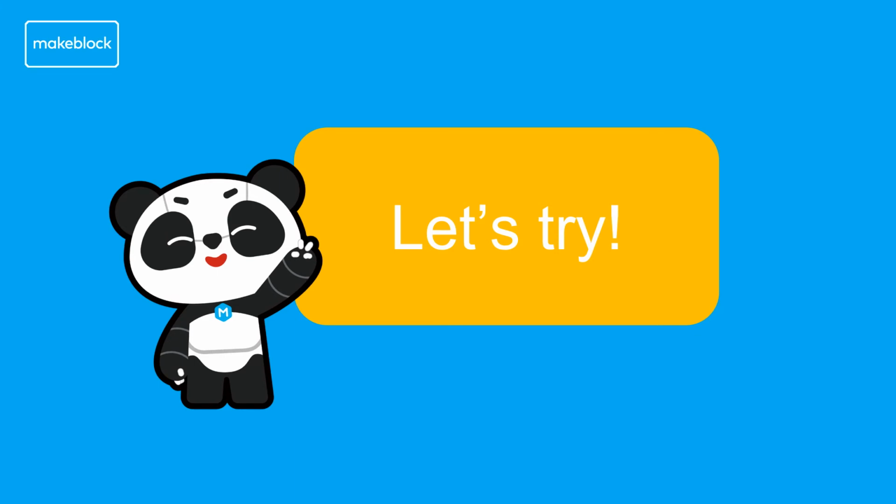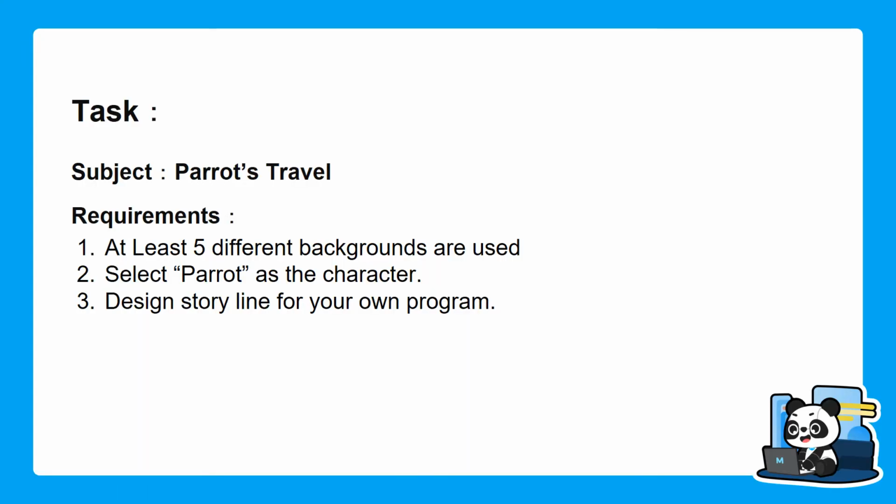Now we are going to use all this information in order to write a complete program for Parrot's travel, so that we can make the parrot ghetto do what he was doing in the documentary. The instructions are as follows. You need to use at least 5 different backgrounds in order to make Parrot's travel. You need to use the parrot ghetto as the character. And the third instruction is that you need to design a storyline for your own program once you have completed it.